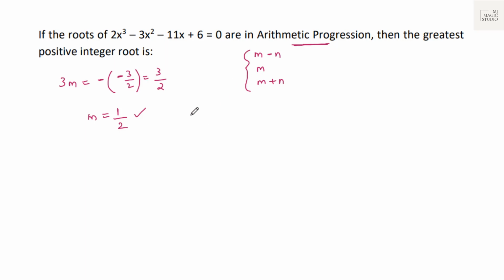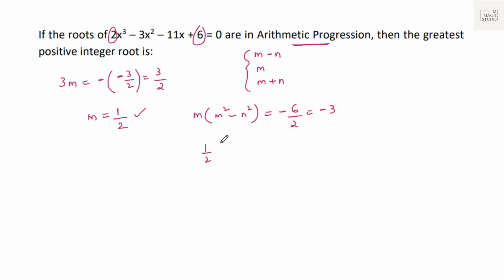Product of roots, if I take, will be m into m minus n into m plus n, that is m squared minus n squared. And we know product of roots is minus d by a, that will be minus 6 by 2. That will be minus 3.